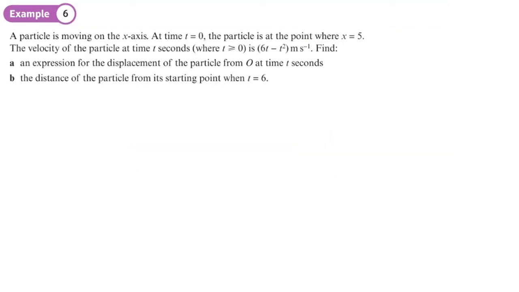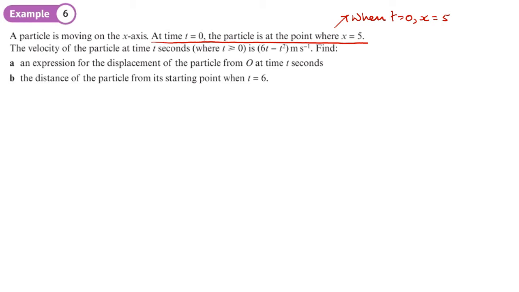Okay, a particle is moving on the x-axis, so it's moving in a straight line. At time t equals 0, the particle is at the point where x equals 5. I'm going to underline that. That's going to be useful. I'm going to write down: when t equals 0, x equals 5. So that's going to be useful.